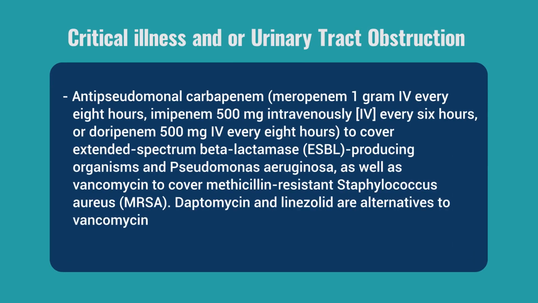The choice of empiric antibiotic therapy in a patient who is critically ill or has a complicated urinary tract infection would be to consider a carbapenem. Carbapenem includes meropenem in the dose of 1 gram every 8 hourly or imipenem in the dose of 500 milligrams every 6 hourly. This is to cover the extended spectrum beta-lactamase.